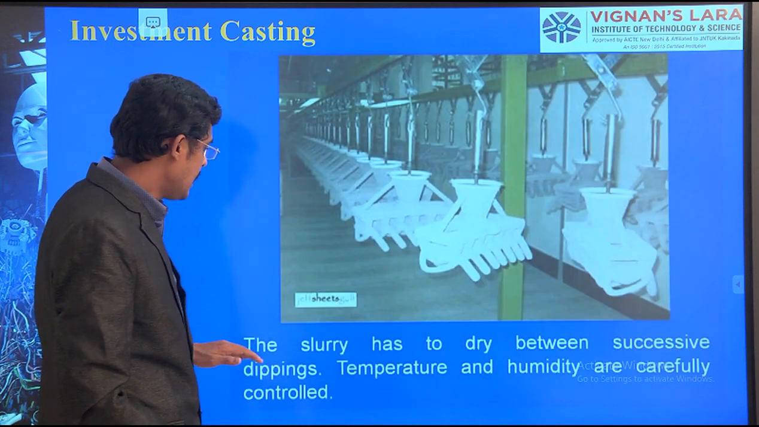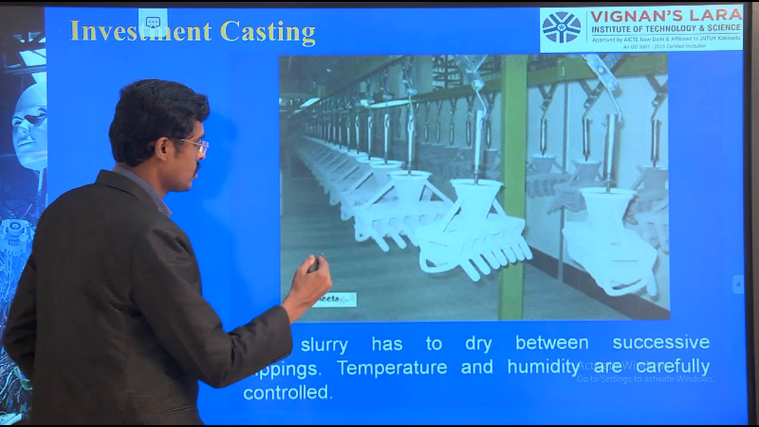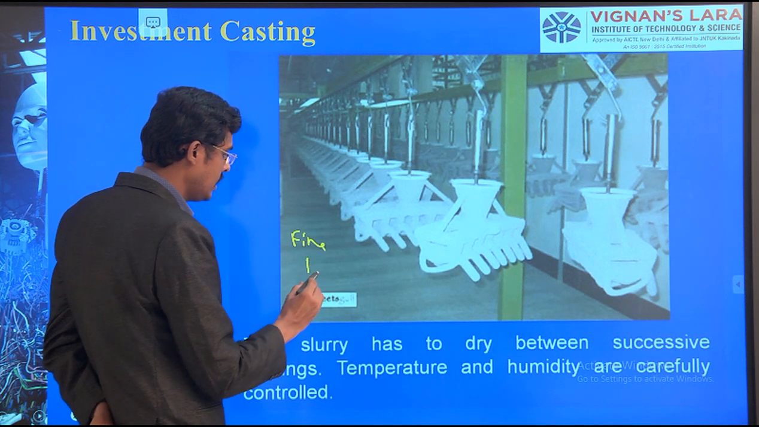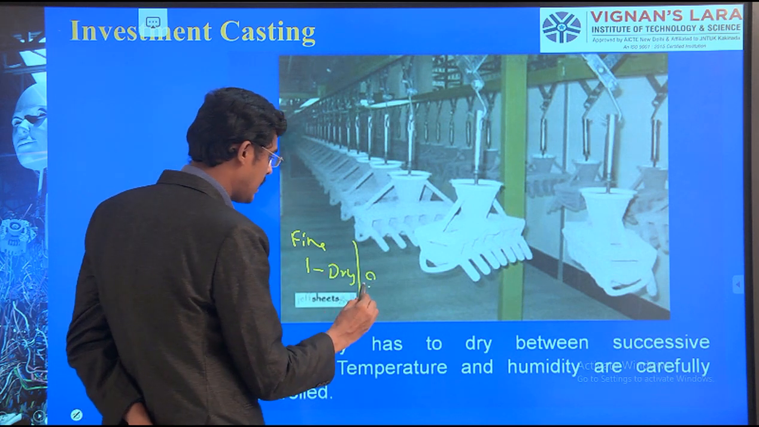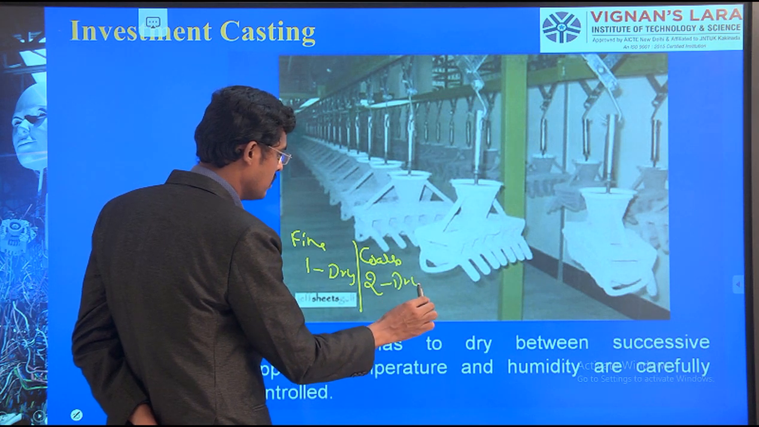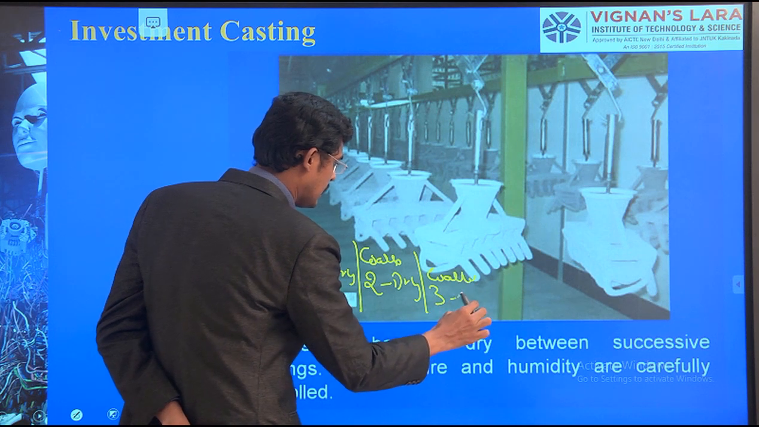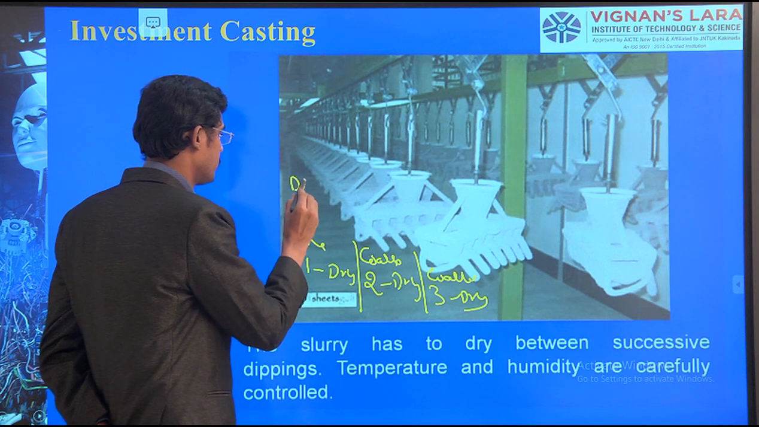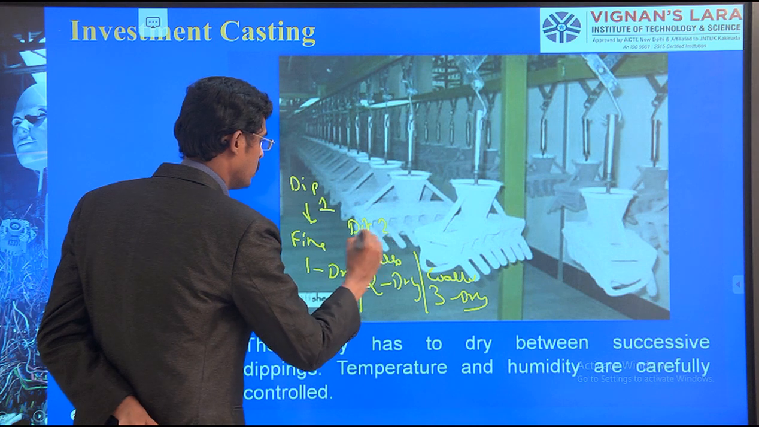Next, the slurry has to dry between successive dipping processes. I told you, first a fine dip, then it is dried. The second is coarse, and then it is dried. And then the third is coarser, and then it is to be dried. So each time we are dipping. This is dip 1. Here it is dip 2. Dip 3.